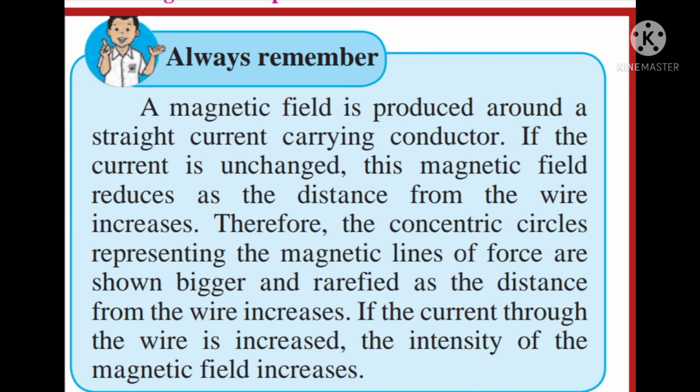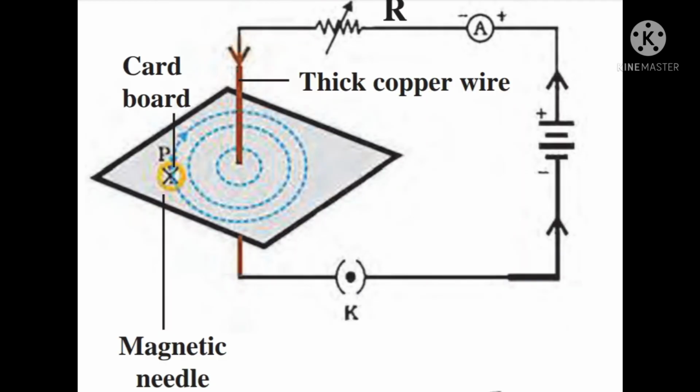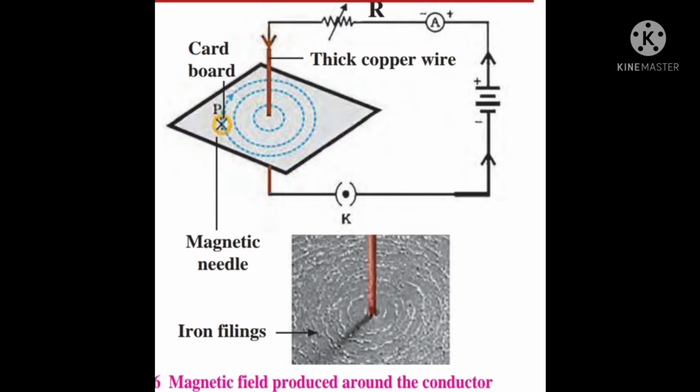If the current is unchanged, this magnetic field reduces as the distance from the wire increases. Therefore, the concentric circles representing the magnetic lines of force are shown bigger and rarefied as the distance from the wire increases. If the current through the wire increases, the intensity of the magnetic field increases.